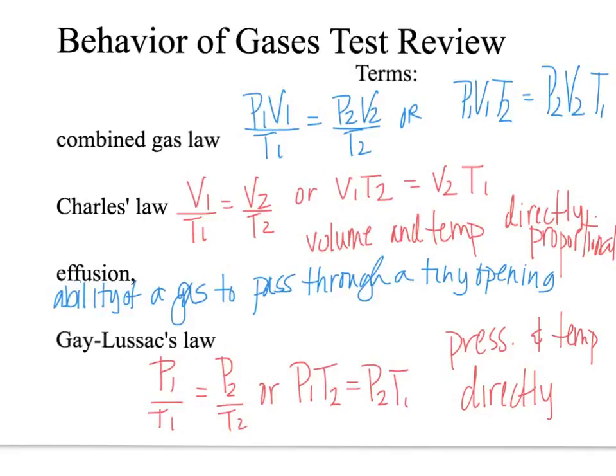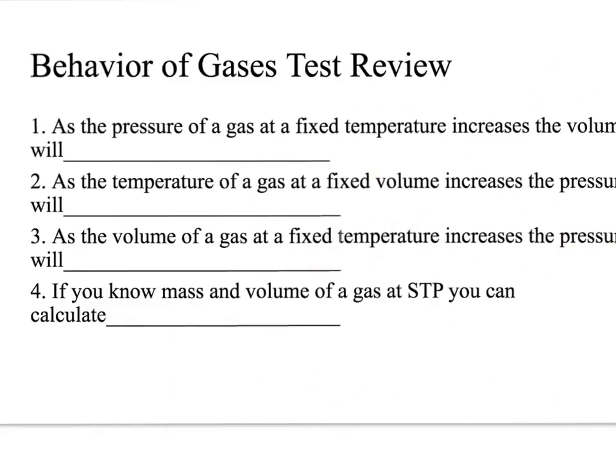So those are the definitions we needed to know. So let's get started on some of the rest of the review. All right, as the pressure of a gas at a fixed temperature increases, the volume will, and so we're relating pressure and volume. And so if the pressure is increasing, then the volume will decrease. So this is going to be decrease.